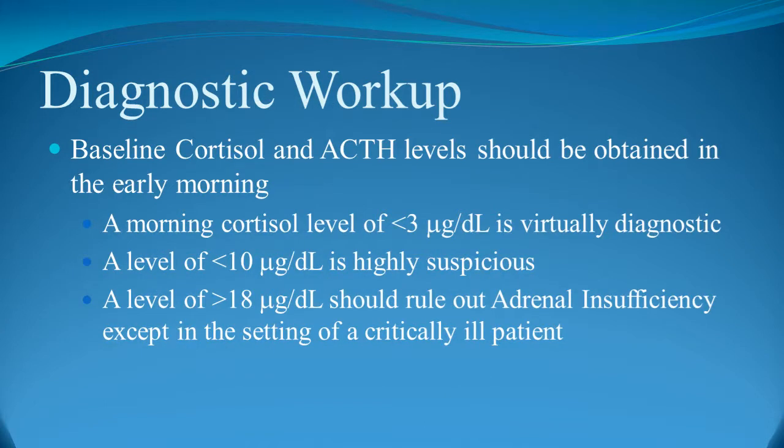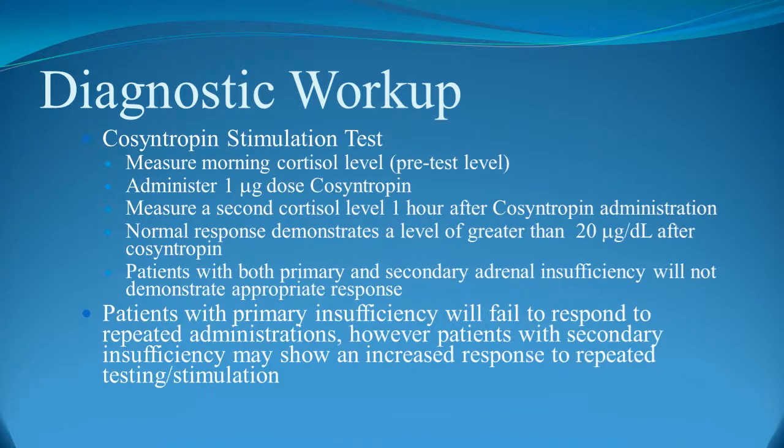So the baseline cortisol and ACTH levels should be obtained in early morning. A morning cortisol level of less than 3 micrograms is virtually diagnostic. A level of 10 micrograms is highly suspicious, and a level of more than 18 should rule out adrenal insufficiency except in the setting of a critically ill patient.